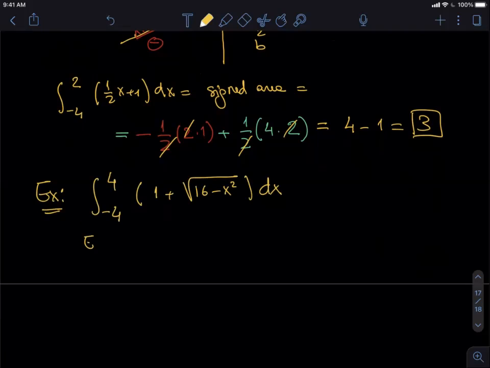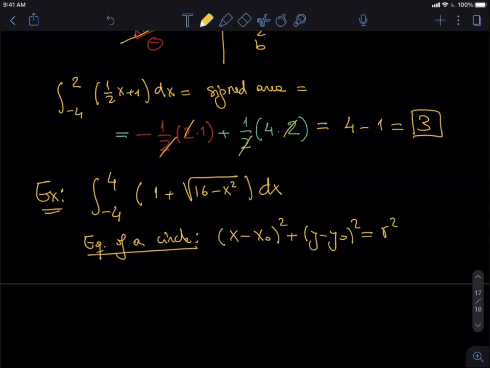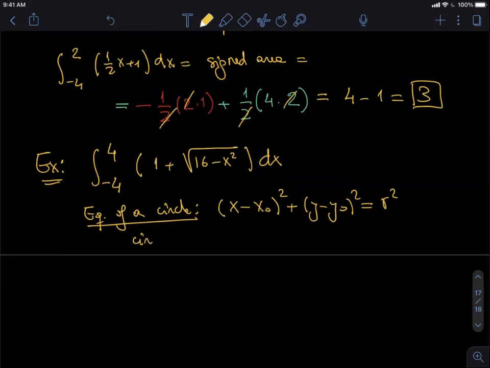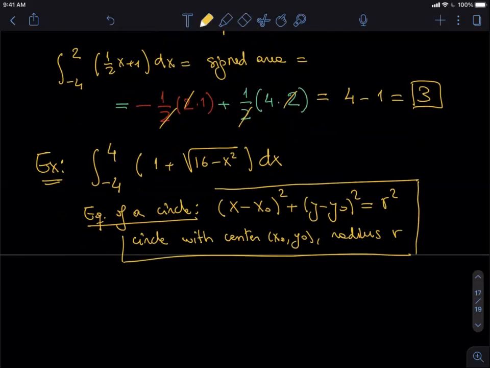Here notice the equation of a circle, this is something we need to know. (x minus x0) squared plus (y minus y0) squared equals r squared. This is a circle with center (x0, y0) and radius r. It is very important that we remember this formula. We use it once in a while, so we need to memorize it.